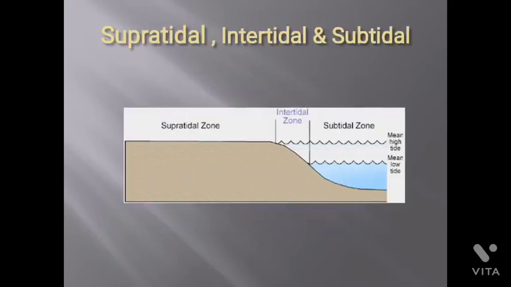Next, supratidal, intertidal and subtidal environment. There is a difference between tidal environment and the other environments. Generally, all other environments are characterized by sediment and structure produced over a long period of time, whereas in the tidal environment, it changes very frequently. So, the rise and fall of the water level on a daily cyclic basis leads to the exposure of sediment on different platforms.